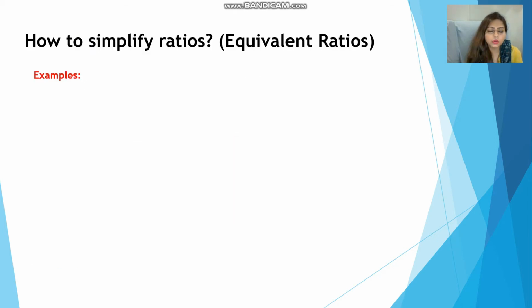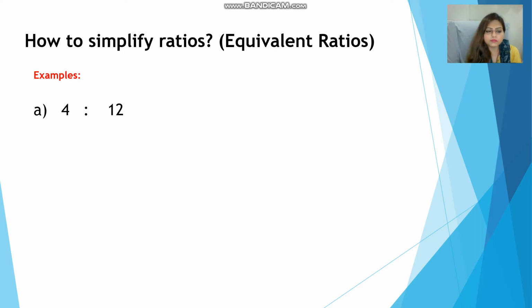Alright? So now let's go ahead and learn how to simplify ratios with the help of a few examples. In the first example we have 4 to 12. Remember, simplifying a ratio is the same as simplifying a fraction. So for that we need to find the greatest common factor of both the numbers.